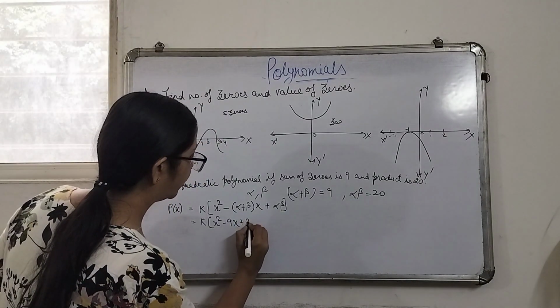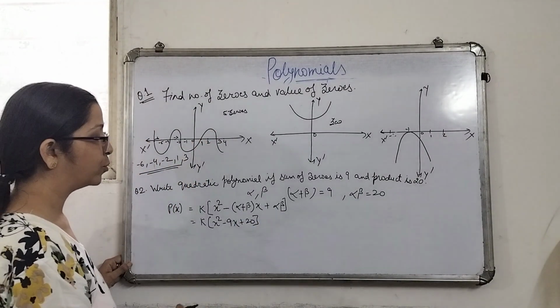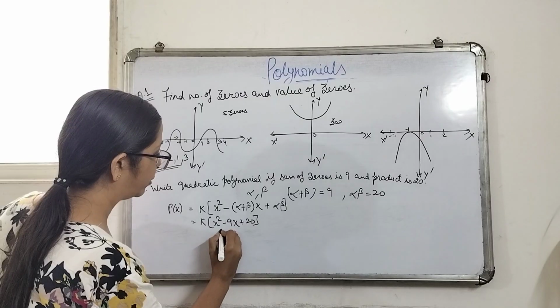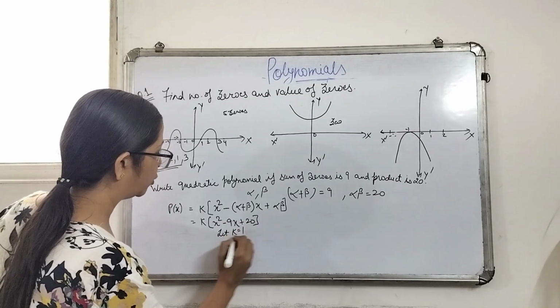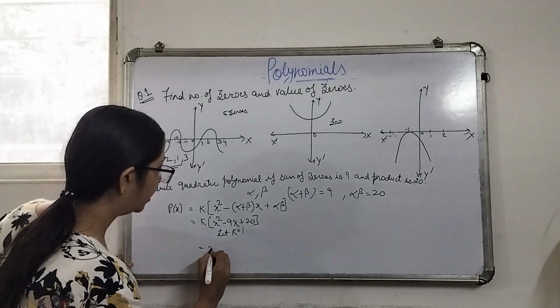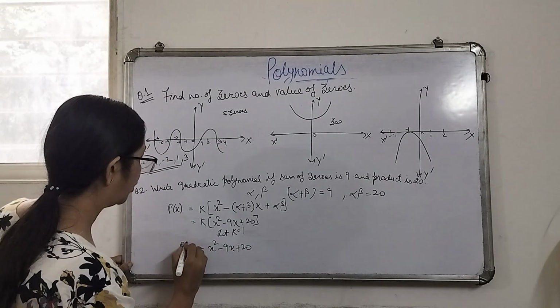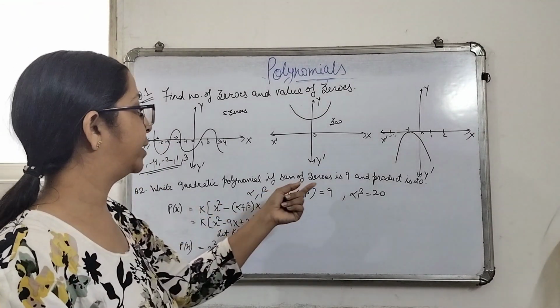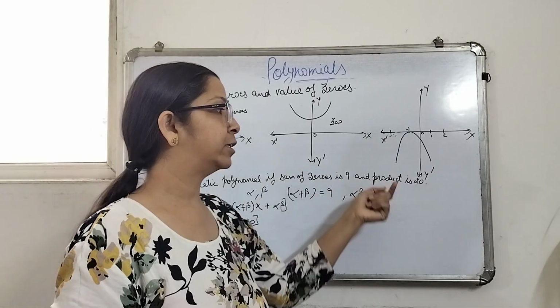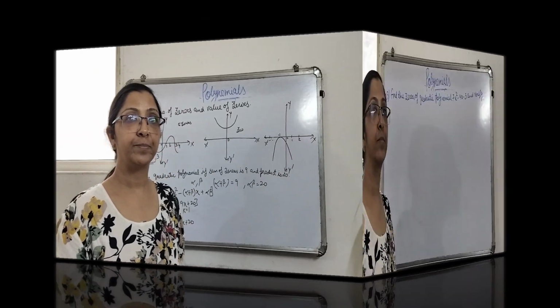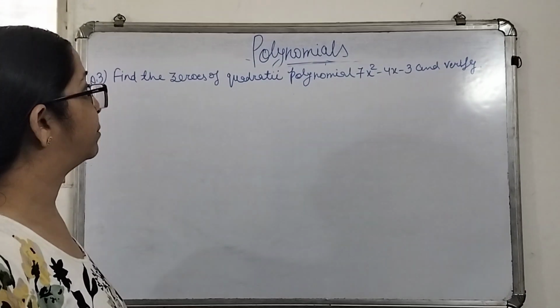So we'll be writing over here 20. Now we are assuming that k is equivalent to 1. So the polynomial will be x square minus 9x plus 20, the polynomial whose sum of the zeros will be 9 and the product will be 20. Now let's take one more example.